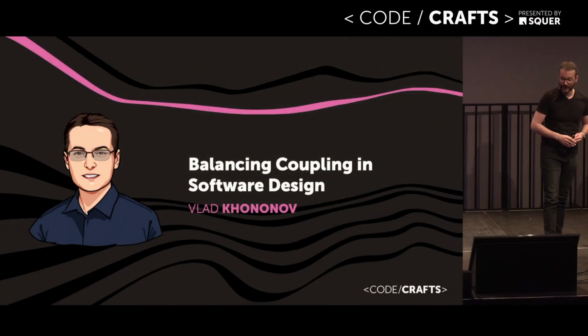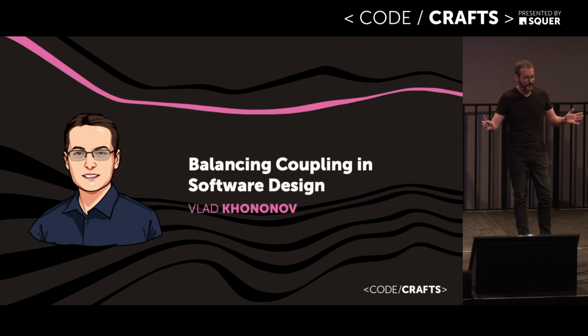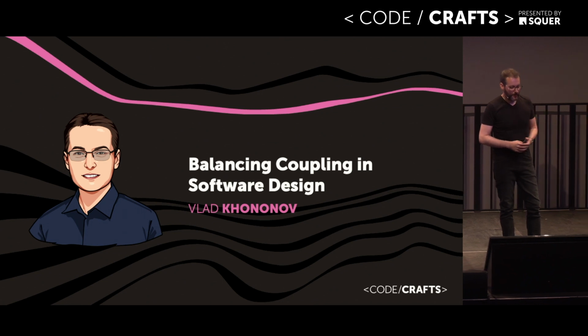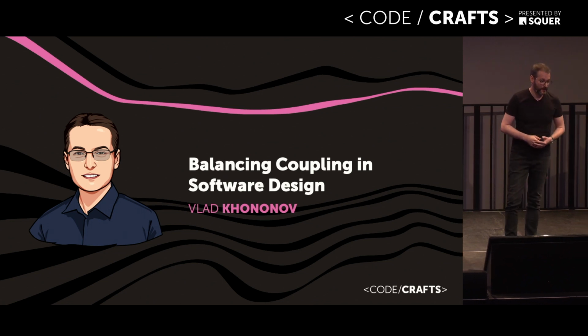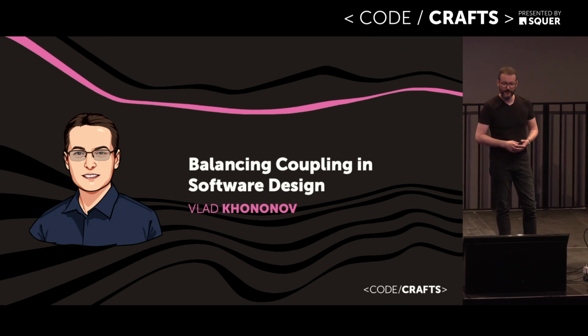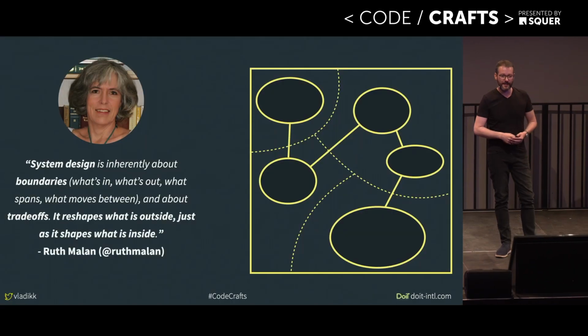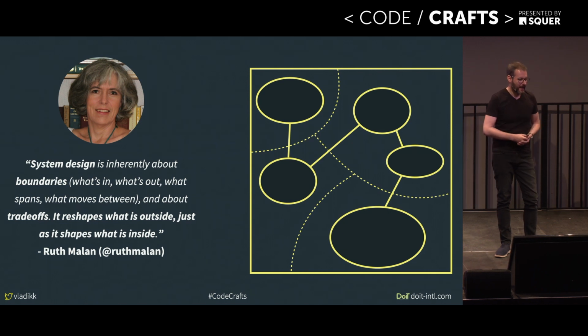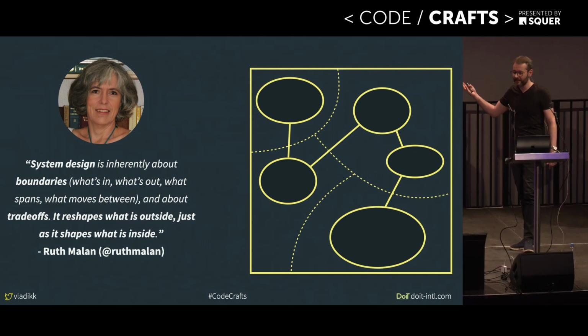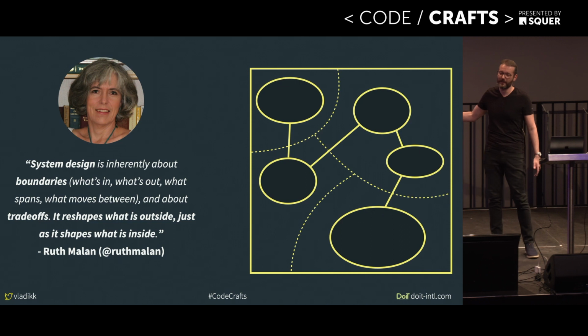I'm not going to talk about domain-driven design, although I love this methodology, but there is another book that I'm working on for quite some time now, and I want to give you a preview into this book's material, and that's Balancing Coupling in Software Design. System design is inherently about boundaries: what's in, what's out, what spans, what goes between, and it's about trade-offs. It summarizes the topic of this talk.